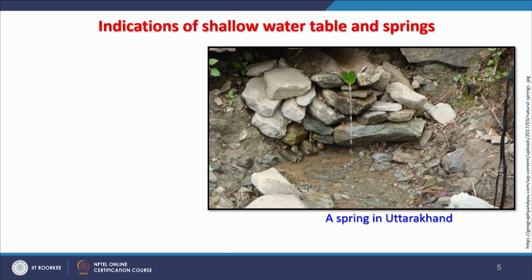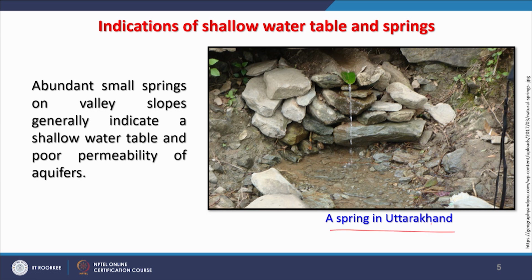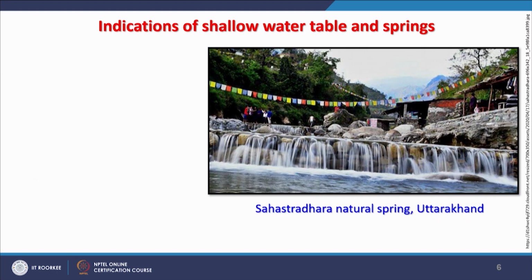And of course, another very important indication of shallow groundwater conditions, of the water table, is springs, which we have earlier discussed in a 3-part series about the different types of springs, hot springs and other things. Anyway, very briefly we are touching on it from the shallow water table point of view, as indicators of shallow groundwater conditions. The abundant small springs on valley slopes generally indicate a shallow water table and poor permeability of aquifers. So, we are getting water on the surface.